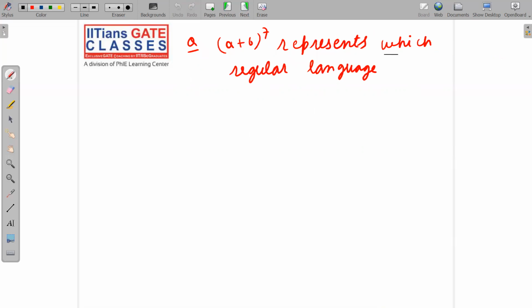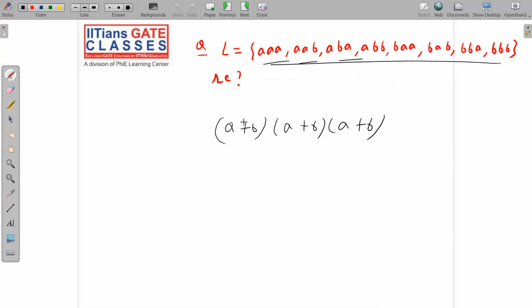Next, (a+b) power 7 represents which regular language? This is a twisted question, or I have asked the reverse question. See, (a+b) power 3 can be represented like this also: (a+b)^3. So this is representing what? All those strings over a and b whose length is exactly 3.